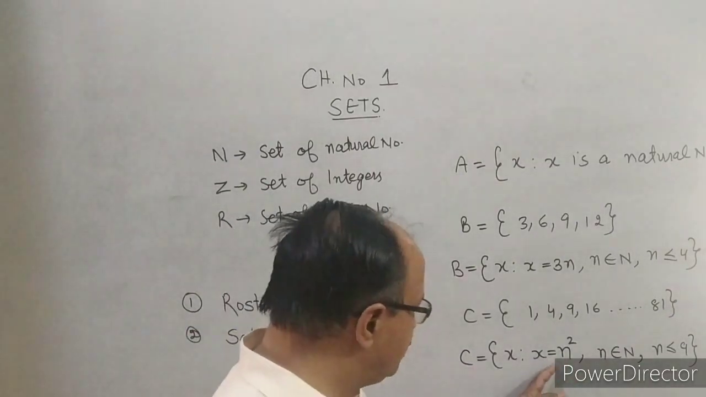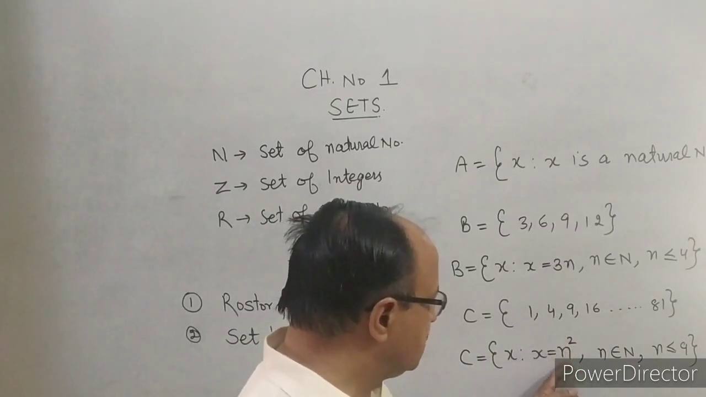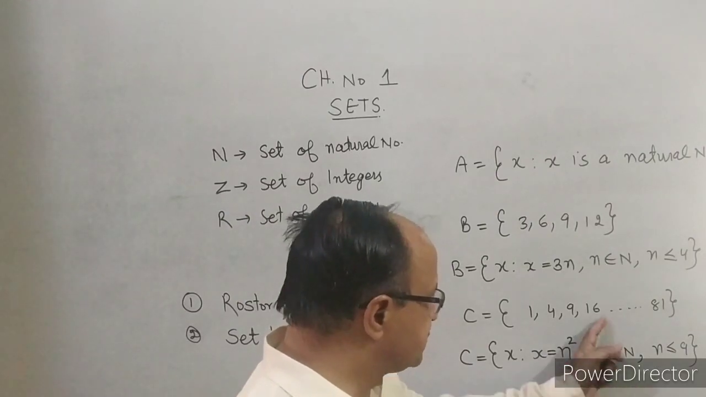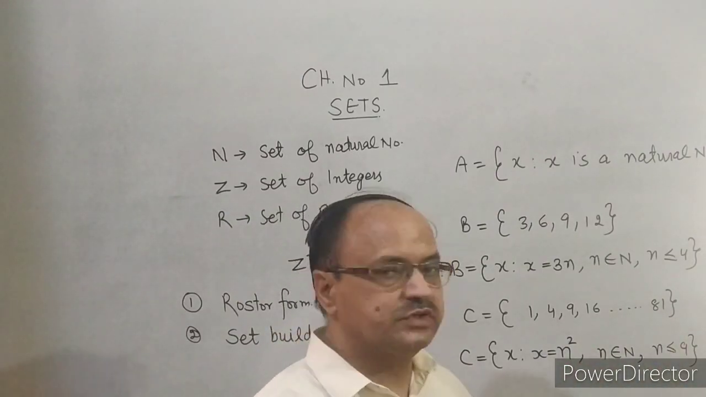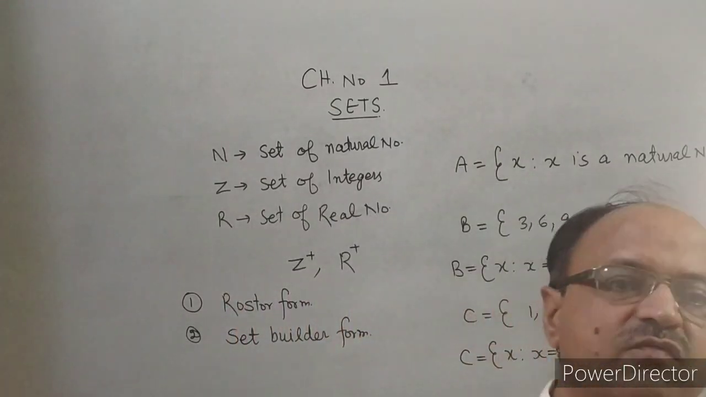For example, when you put 1 here, 1 squared is 1. When you put 2, 2 squared is 4. When you put 3, 3 squared is 9. When you put 4, 4 squared is 16. So that is up to 9. You can write it. So this is the set builder form. Right?